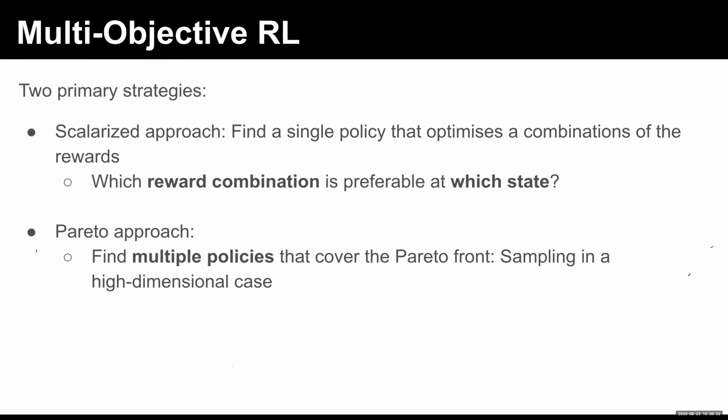Which reward combination is preferred at which state? Because in a reinforcement learning setting, you're doing things on a state-by-state basis, so there's a temporal aspect to your reward summations as well. And then the Pareto approach asks: can we find multiple policies that cover the entire Pareto front? Essentially, maybe it's not just one policy, but a combination of policies which give me the nice trade-offs which I might need as a product owner.